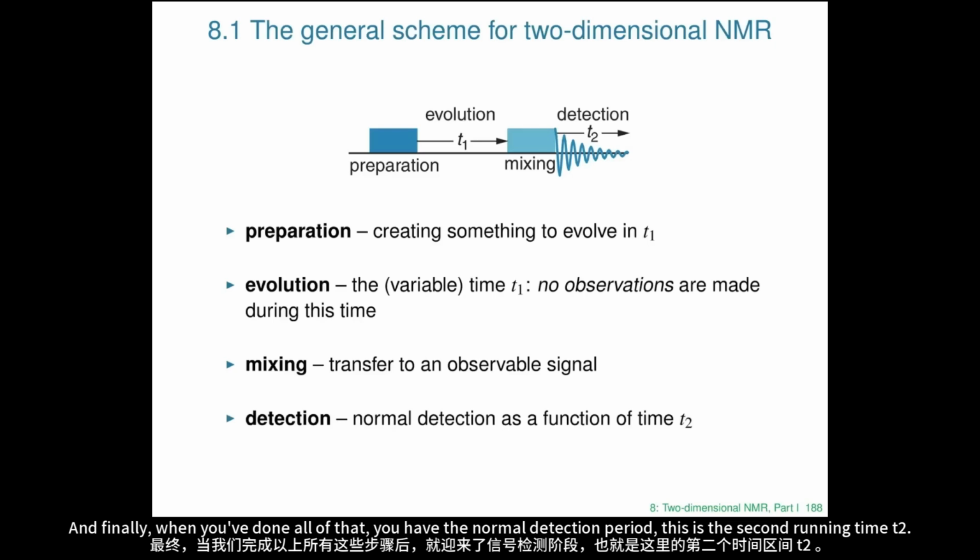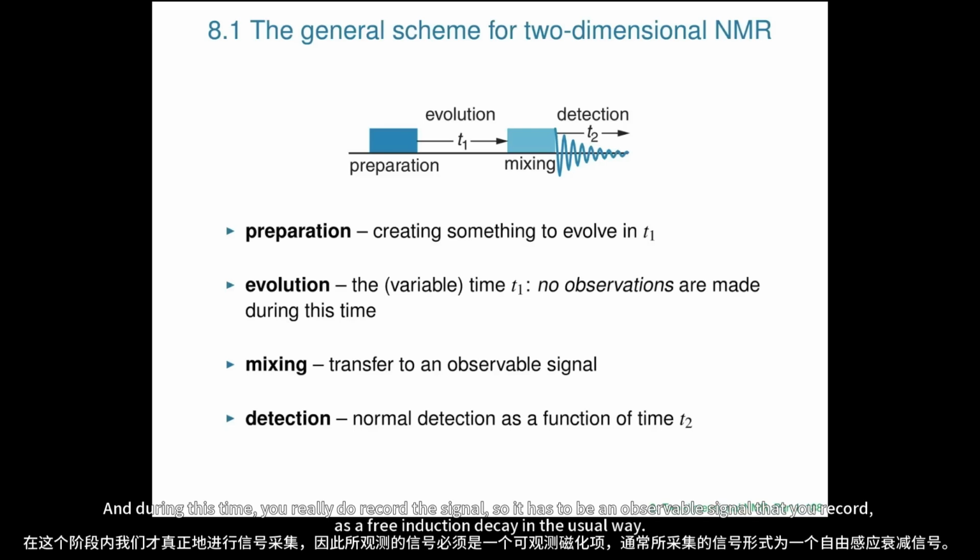This is the second running time, t2. And during this time, you really do record the signal, so it has to be an observable signal that you record as a free induction decay in the usual way.